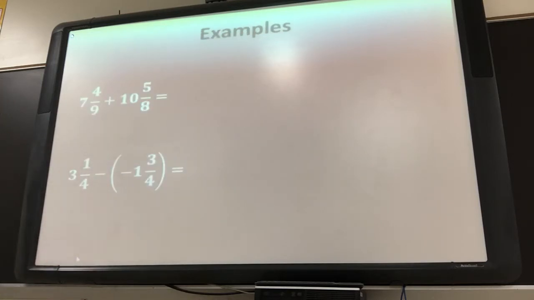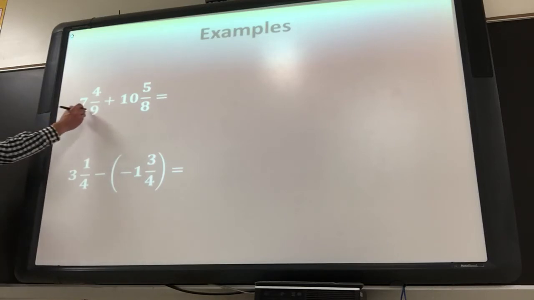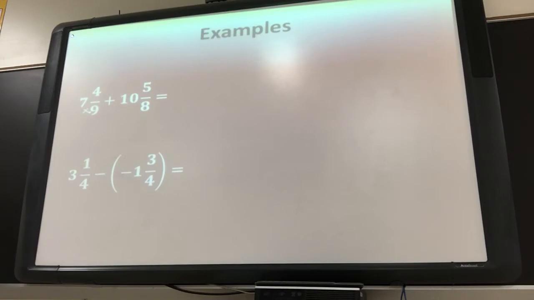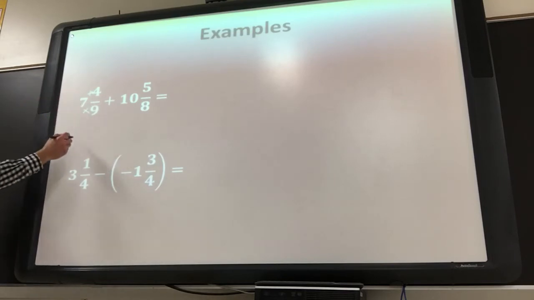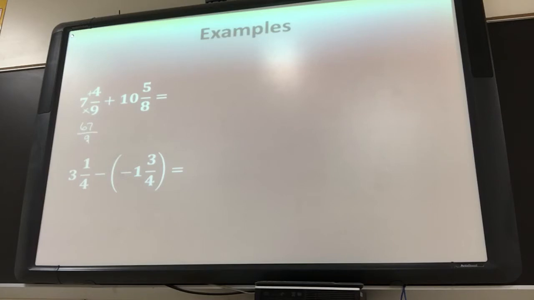And so let's look at our first example here. So 7 and 4 ninths plus 10 and 5 eighths. The way that you change a mixed number to an improper fraction, you take the whole number, multiply it by the denominator. We're going to do 7 times 9. So 7 times 9 gets us 63, and then we're going to take that 63 and add the numerator. So we do 63 plus 4, which would be 67, and the denominator always stays the same. So 7 and 4 ninths as an improper fraction is 67 over 9.